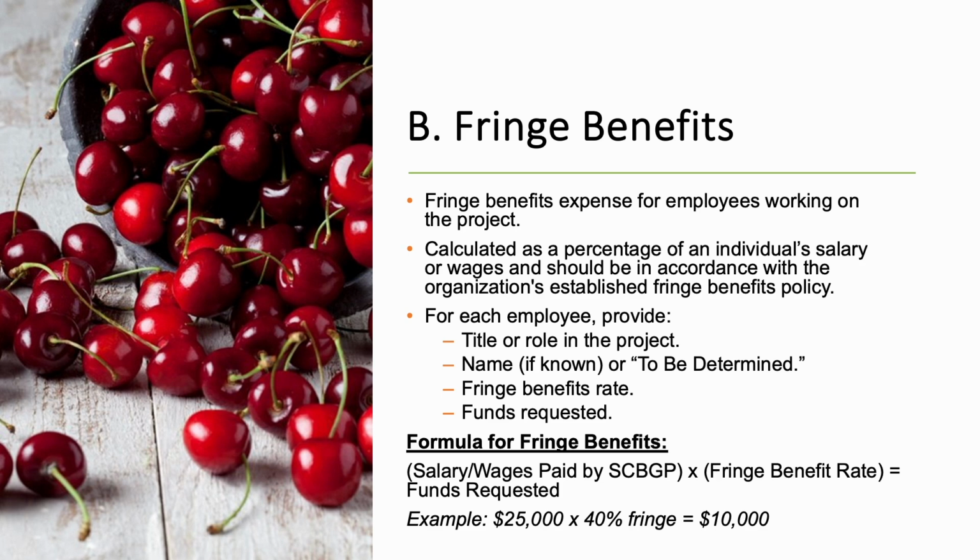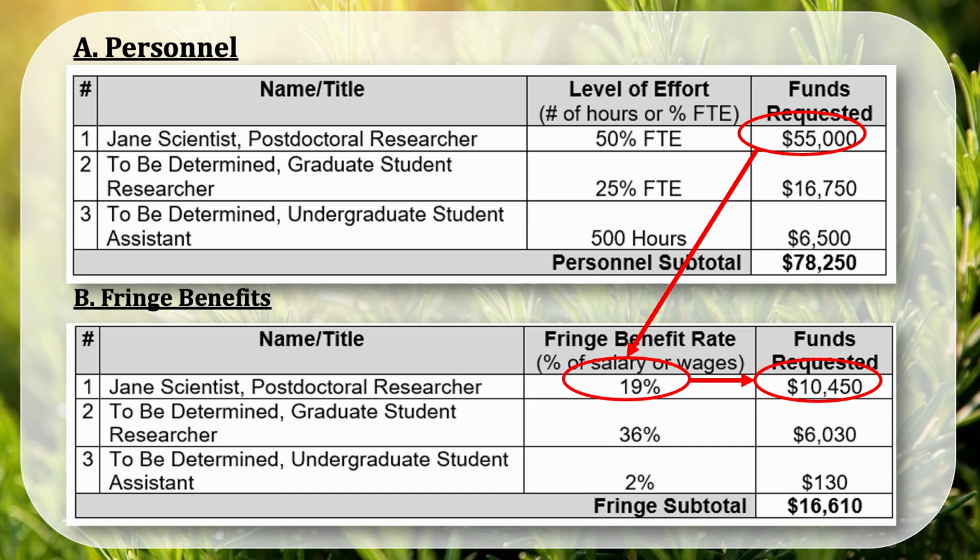To calculate the funds requested for each employee, multiply their salary and wages by their fringe benefit rate. Here is an example for an employee that will be receiving $55,000 in salary for work on the SCBGP project, as noted in the personnel category, and has a fringe benefits rate of 19%. 19% of $55,000 is $10,450, which is entered in the funds requested. The same calculation should be performed for each employee listed.